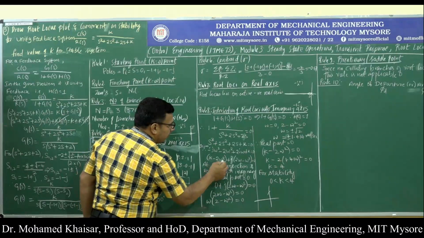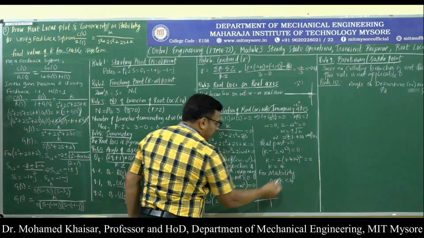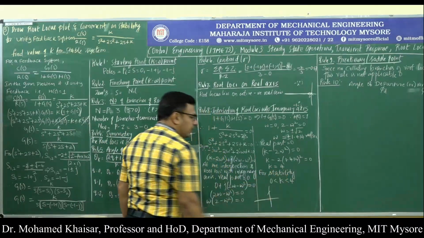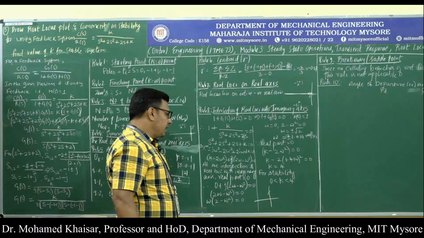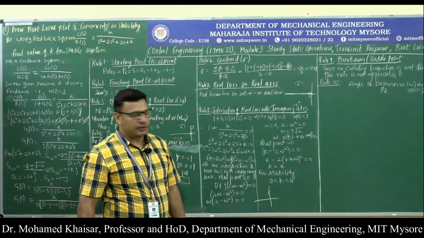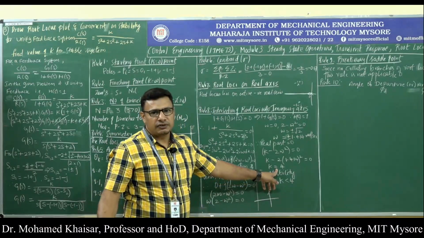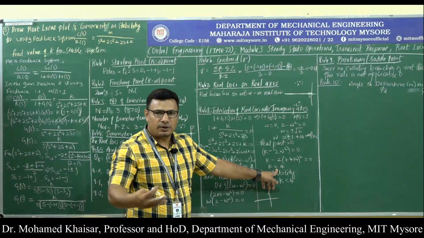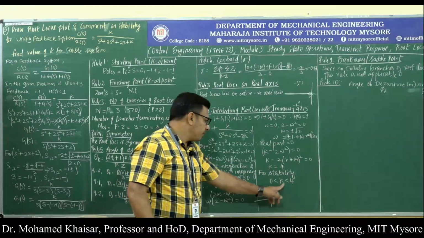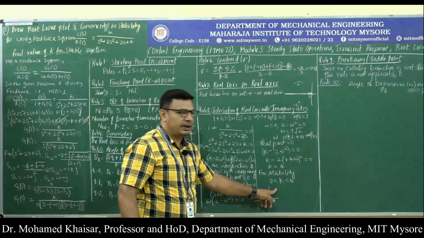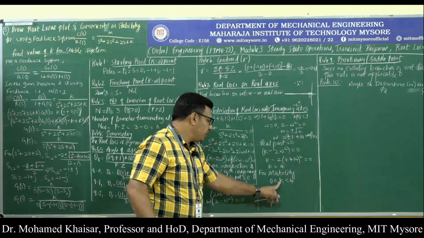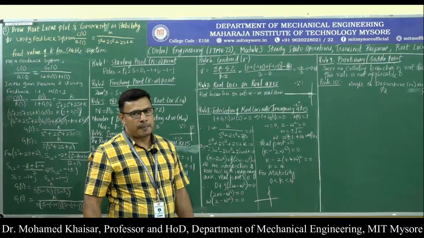Then we know that at the intersection point the real part is equal to 0, and the real part is k minus 2 omega square equal to 0. If we try to find it, we will find k as 4. Then we can comment on stability: for the system to be stable, k should be less than 4, and k obviously has to be greater than 0. That is what we have written. The range of values for stability for the given system is 0 less than k less than 4.